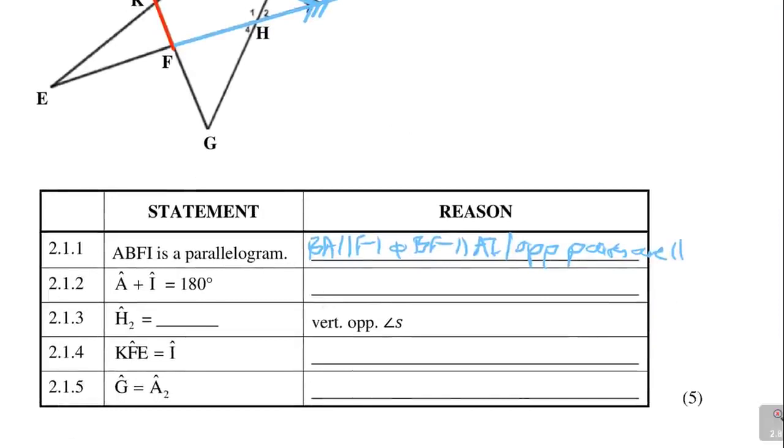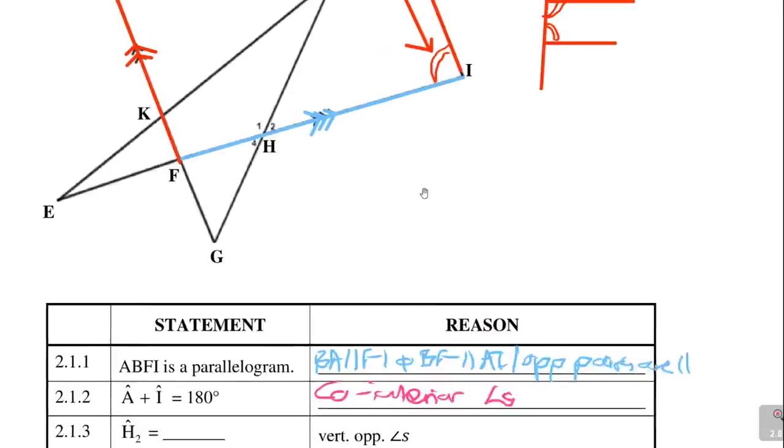That was the main reason there. So say co-interior angles. Next one. H2 is equal to what? Vertically opposite angles. Let's go to H2.